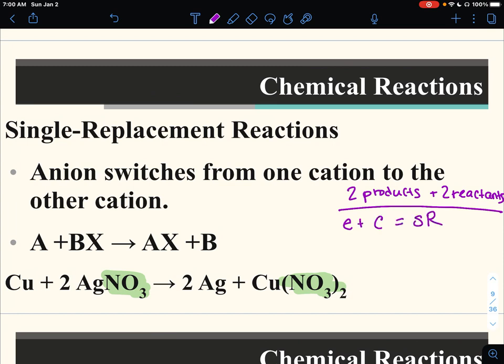So if you see here, this is an element because it has 1 capital letter. This one has multiple capital letters, so it's a compound. And it doesn't matter what order they would be in. If it was compound plus element, it would still be single replacement.